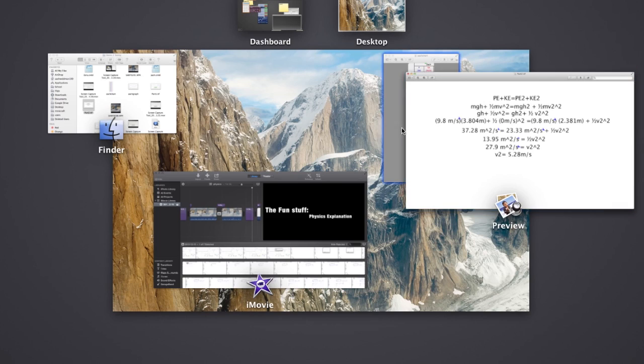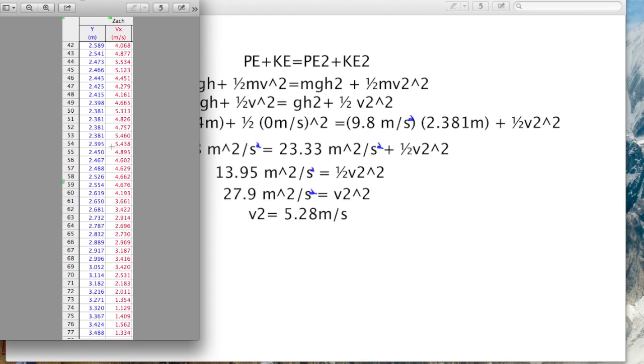If you look on the graph right here, you notice that at its lowest point, 2.381, it's at 5.313 meters per second, excuse me. The reason it's different is because when I was doing the things, I wasn't able to mark the same exact spot every time, which caused the difference in the velocity. But they're both really close.